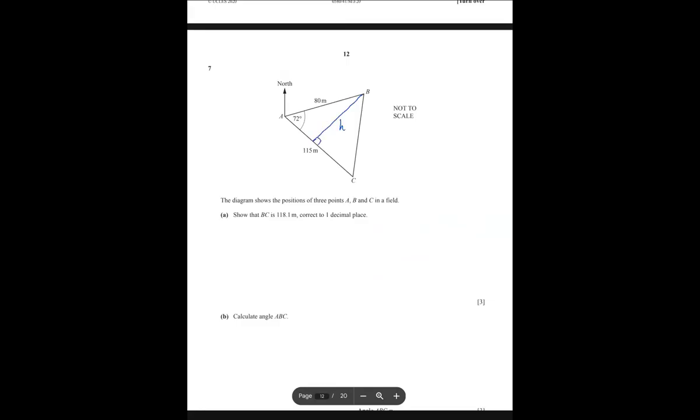So let's say this is D. We just need to take note of this triangle here. We are given the hypotenuse and the opposite, so we can use sine. So sine 72 equals D over 80. So D is just 80 sine 72, so 76.1 meters.